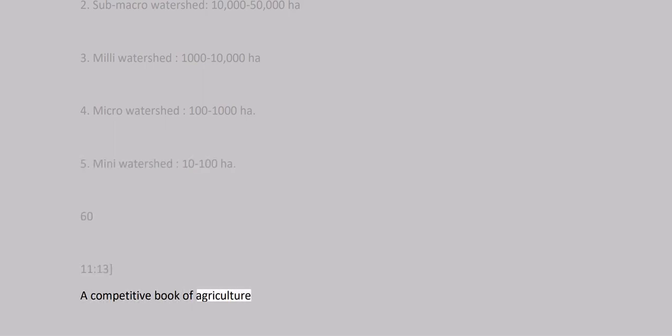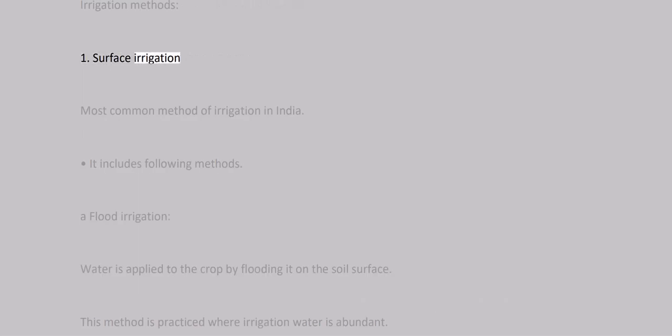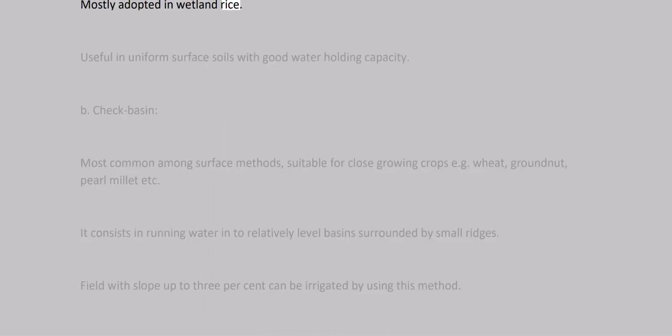A competitive book of agriculture. Unit 7: Irrigation. Irrigation is the artificial application of water to partially meet the crop evapotranspiration requirement. Irrigation methods. 1. Surface irrigation, the most common method of irrigation in India. It includes the following methods. A. Flood irrigation: water is applied to the crop by flooding it on the soil surface. This method is practiced where irrigation water is abundant. Mostly adopted in wetland rice. Useful in uniform surface soils with good water holding capacity.